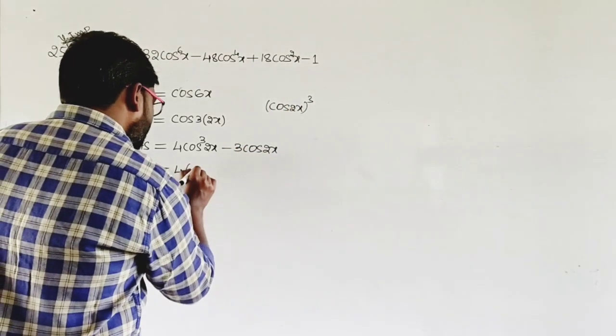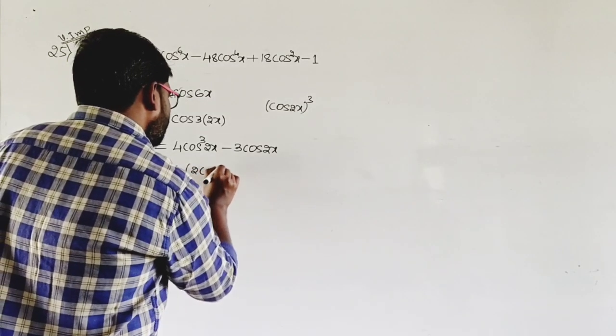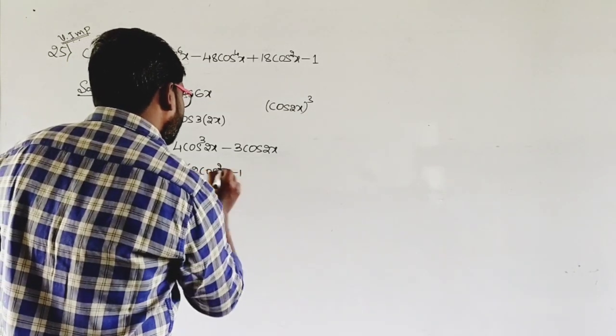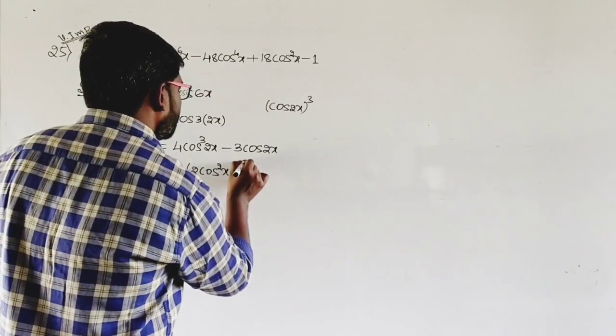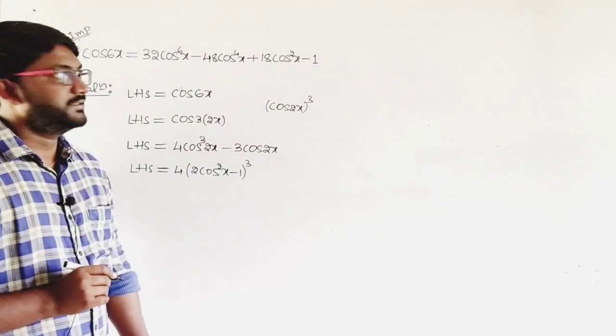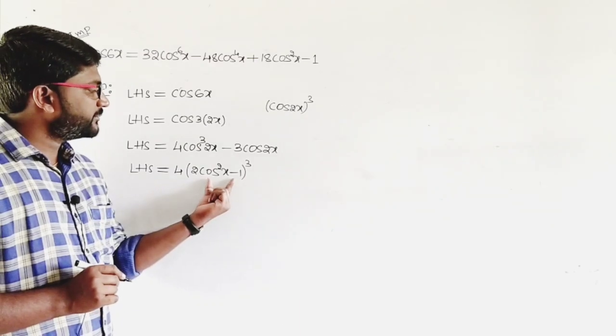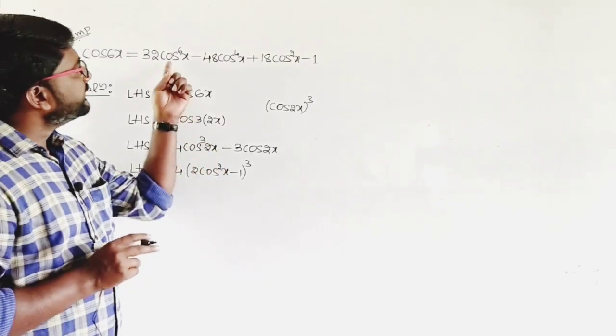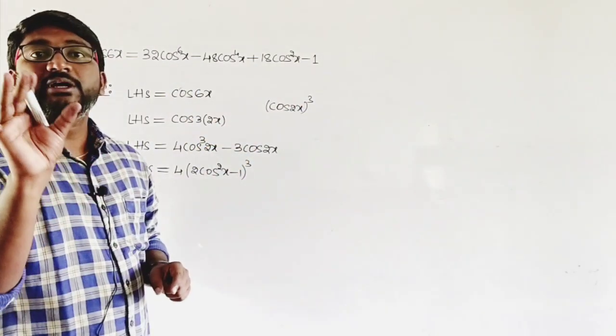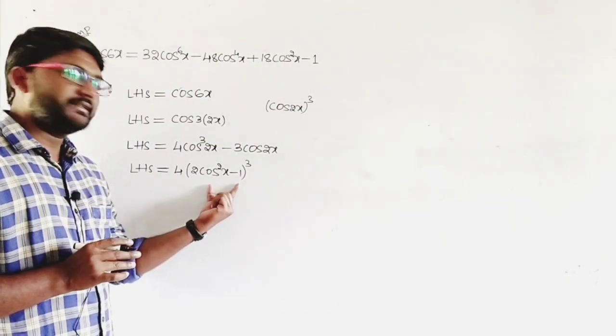So here what I do is I take 2 cos square x minus 1. In place of cos 2x I have written 2 cos square x minus 1, then whole cube as it is. So why have we taken this formula? Why not 1 minus 2 sin square x? It is because in the RHS we have only the cos term, that is why I have considered this.